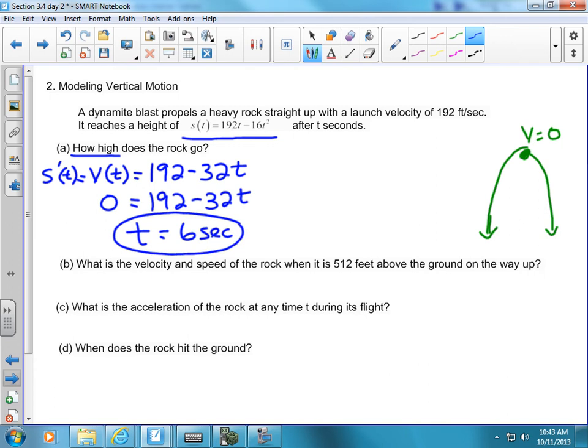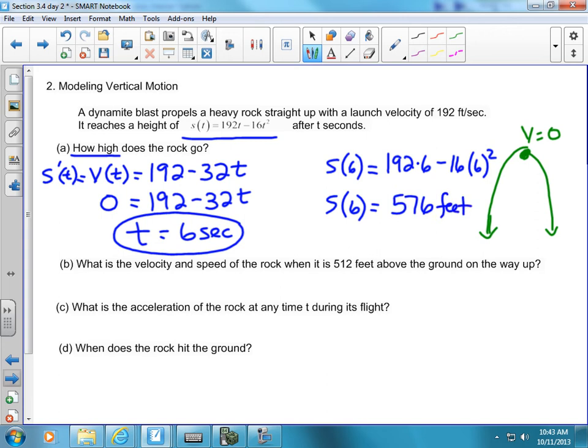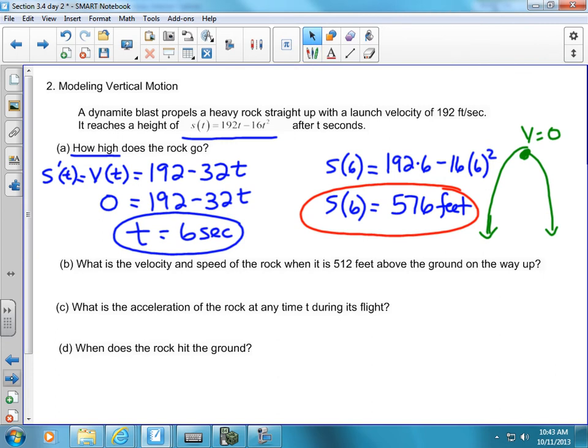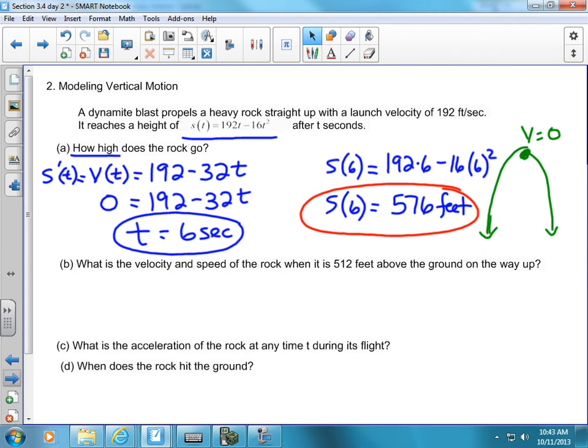They ask us how high. All right, the s function gives us the position. So actually, we're going to calculate s at 6 seconds because that's when it was at the highest point. So s equals 192 times 6 minus 16 times 6 squared. And if you calculate that out, you get that the height is 576 feet. All right, so that's your answer to part A, 576 feet. You actually need to do 2 steps. Find the time, then find the height.